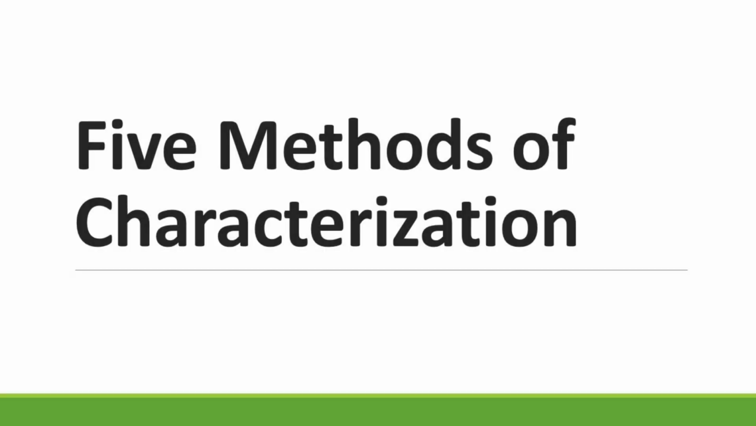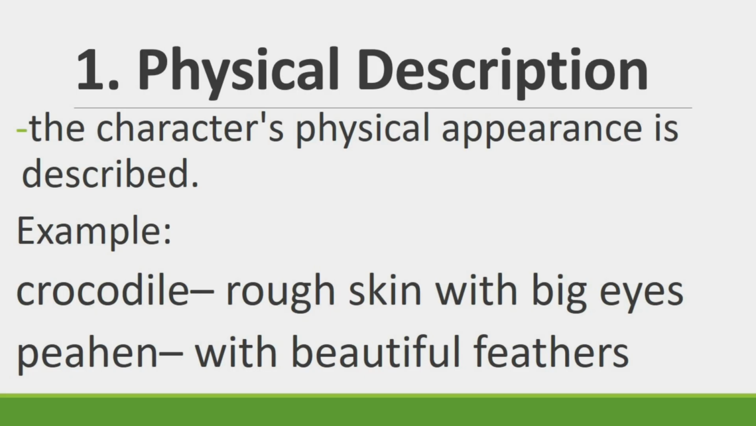And now we have the 5 methods of characterization. And for the first one, we have the physical description. The character's physical appearance is described. So for example, crocodile having rough skin with big eyes, and the peahen with beautiful feathers. So as you can see here, the writer just merely gave us the physical looks of each character.